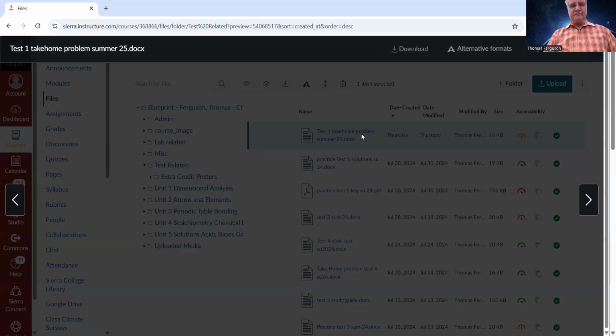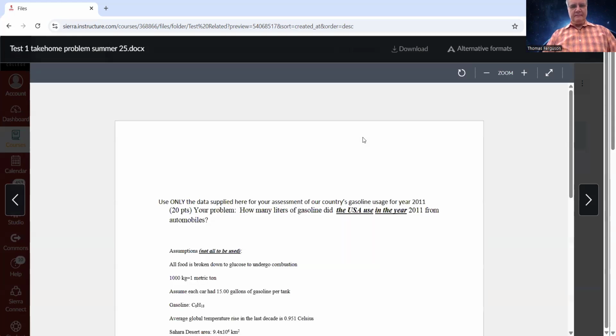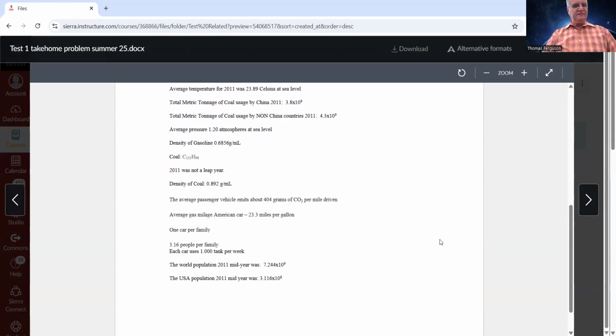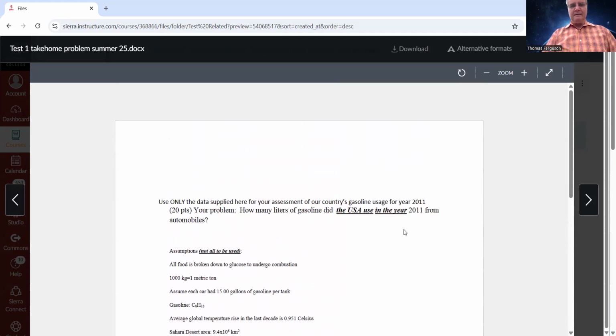And you're going to have the same list of assumptions. And I just changed it to how many liters of gasoline did the United States use in 2011? It's very similar. I mean, it's very similar. Just chop off the M and substitute this one. But you're 90% there, if you've done that.